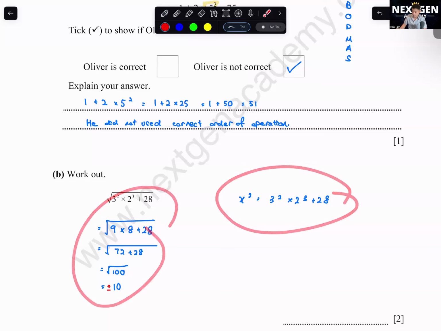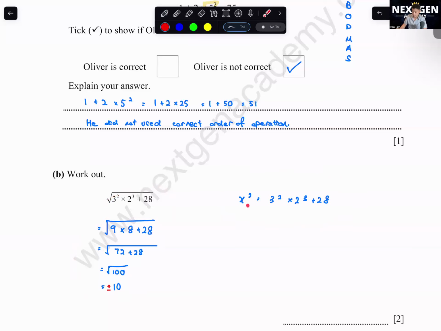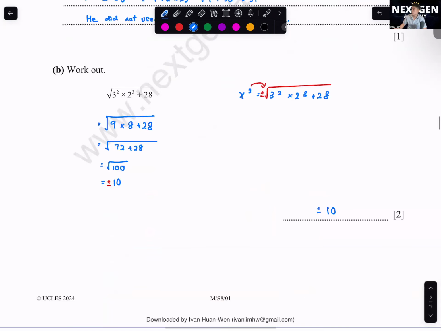But for this type, if they present it like x squared, then 100% you have to put a plus minus. You cannot just put a positive 10. So you all have to remember, when we square and bring it over, it will be plus minus. Everyone please remember this. So you can write plus minus 10 or 10. Okay, let's go to the next one.